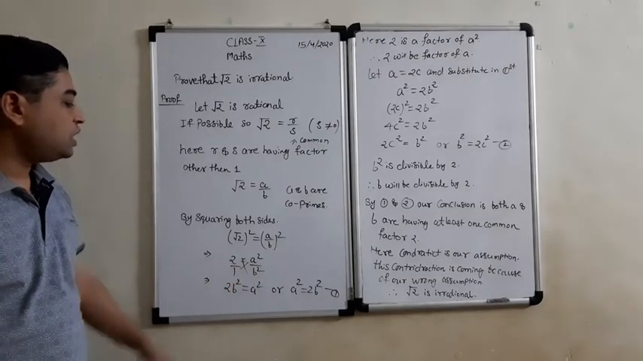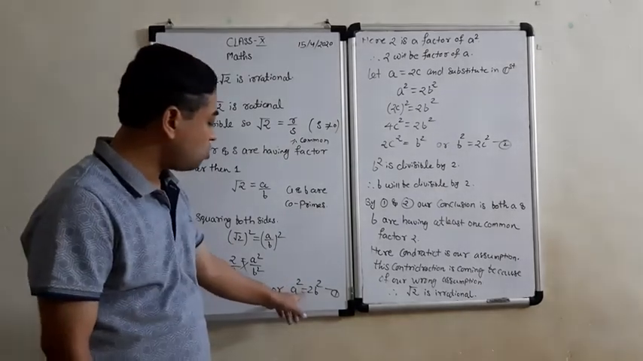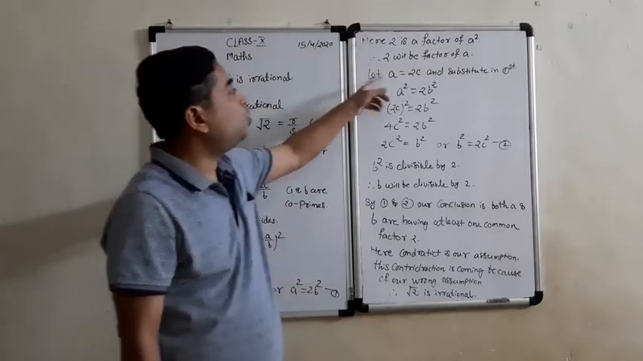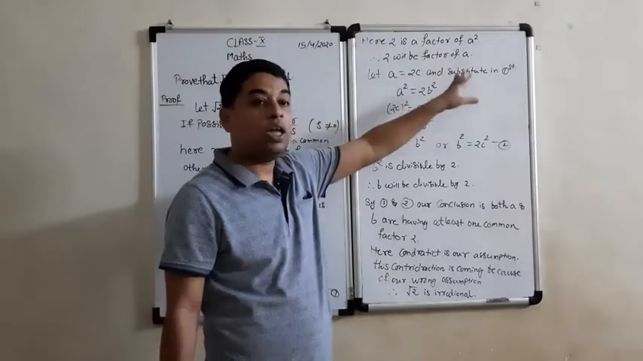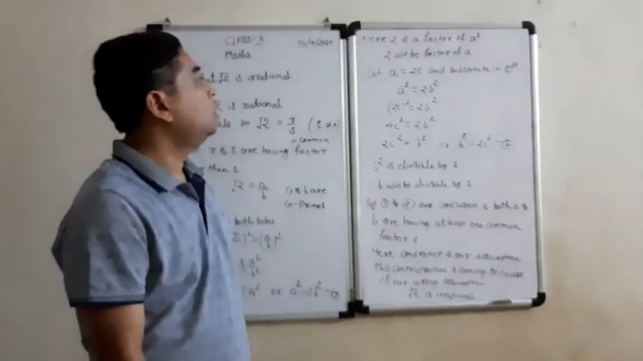After simplification it comes a square is equal to 2b square. So a square is equal to 2b square. The meaning of this statement is a square is divisible by 2. It means 2 is a factor of a square. If 2 is a factor of a square, surely it will be a factor of a also.